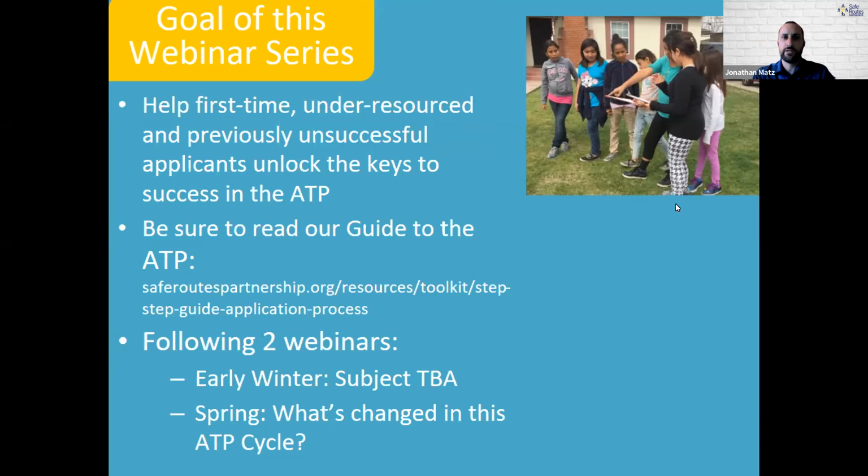And the goal of it is really to help primarily first-time and under-resourced applicants to the ATP that maybe have not been successful, to help them better understand the application process and some best practices in being successful. We produced a guide to the ATP in advance of Cycle 5. You'll see the link there. We're going to be updating that later on this summer. We're currently working on updating it, and we'll have those revisions out right around when the guidelines process kicks off for Cycle 5 in the fall.